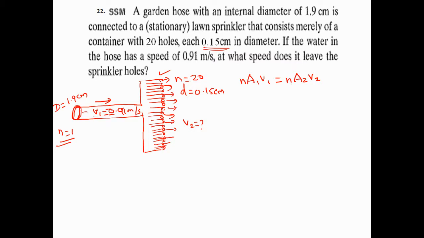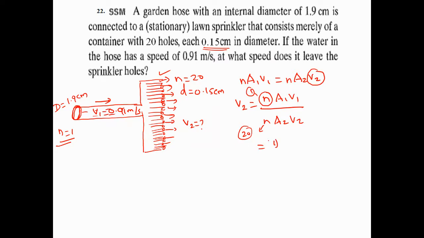Yes, you can. Now what we are going to do? We are going to find the value of V2. Could you please rearrange this equation? Therefore, my V2 is equal to n multiplied by A1 V1 over n multiplied by A2. So this n carries the value of 1 and this n carries the value of 20. Am I right? Okay, now substitute the value.